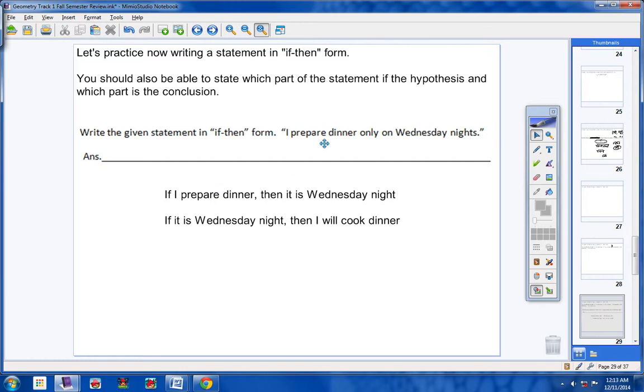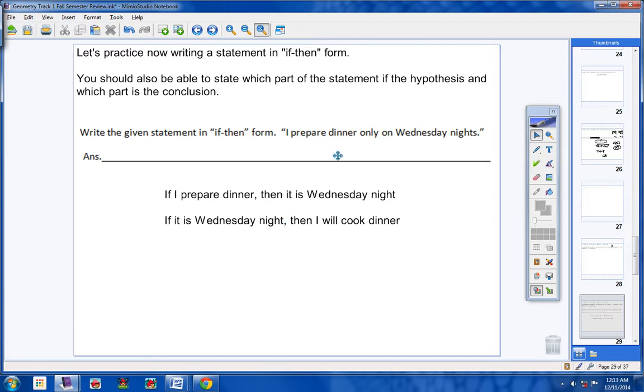I prepare dinner only on Wednesday night, so if I prepare dinner, then it is Wednesday night, alright? Or, if it is Wednesday night, then I will cook dinner, alright? It says I prepare dinner only on Wednesday nights. It does not say that this person cooks dinner every Wednesday night. It's saying I prepare dinner only on Wednesday nights. So if I prepare dinner, then it is Wednesday night. That is the correct way to write this in an if-then statement, okay?